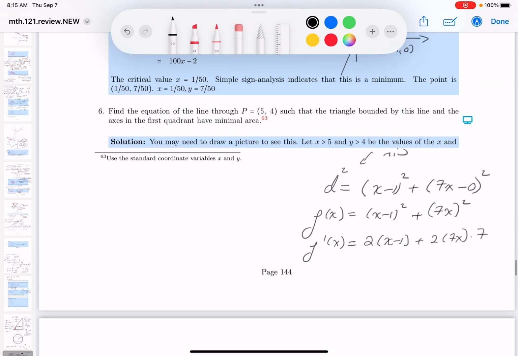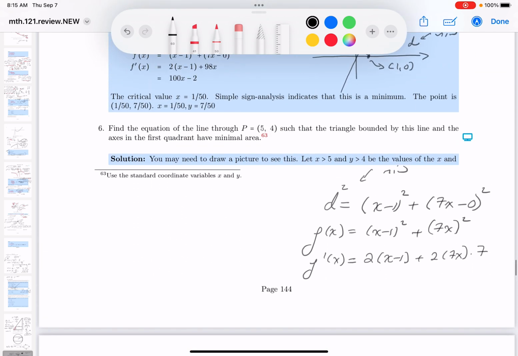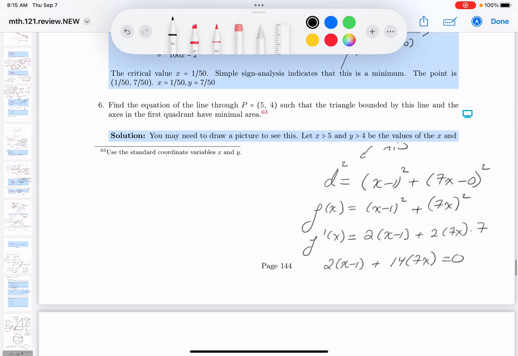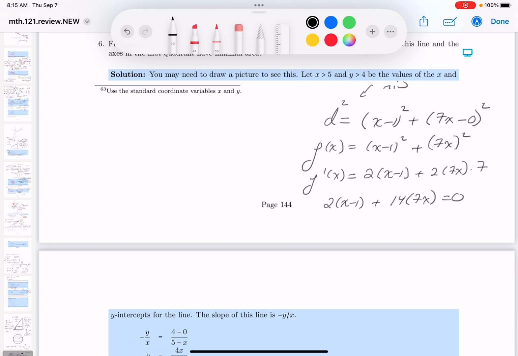And certainly, looking at this thing, x can be any number in the universe. So I'm just going to find out where this thing is equal to 0. All right, so I'll write that down for you. So when is the derivative equal to 0? When 2 times (x minus 1) plus 14 times 7x is equal to 0. Let's solve that. I'm going to expand it now to a linear equation.